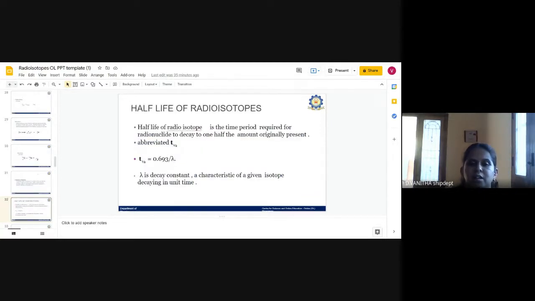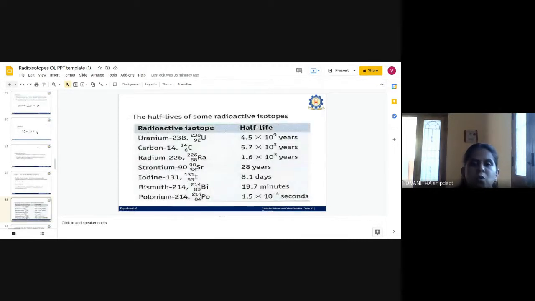Next, the half-life period is already explained to you. So, the half-life periods of some isotopic elements are displayed here. For the radioactive isotope uranium-238, the half-life period is 4.5 × 10^9 years. For carbon, the half-life period is 5.7 × 10^3 years. For radium, 1.6 × 10^3 years.